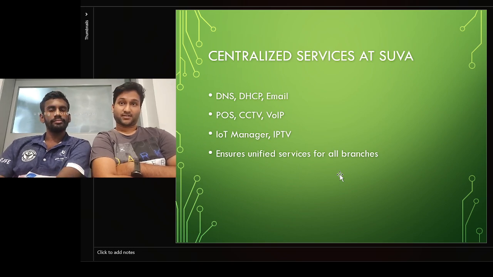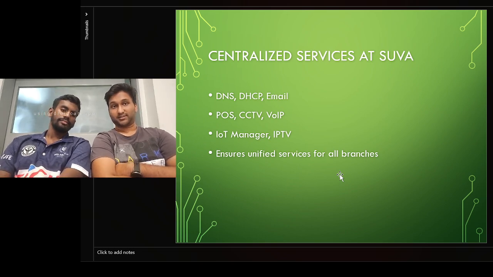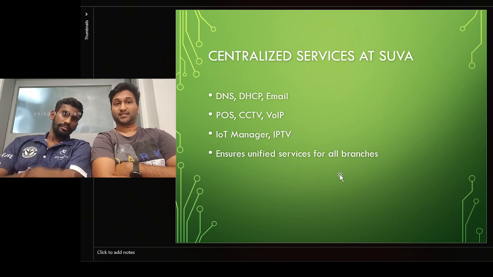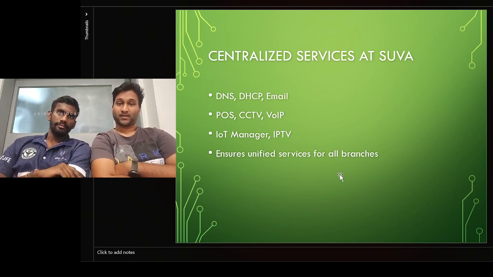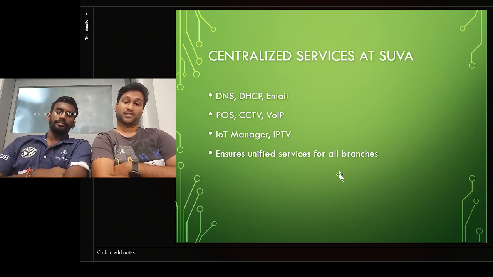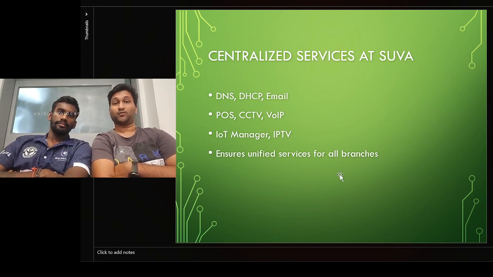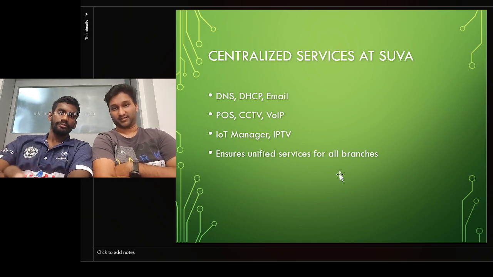The centralized services are present in the Suva branch. There was a DNS, DHCP, and email server that we had made, which will be in the assignment. The services hosted from the server are a point of sale, CCTV footage, and VoIP. We also have some Internet of Things devices such as AC and IPTV, and it all ensures that the devices and the services are unified for all the branches through the main server.